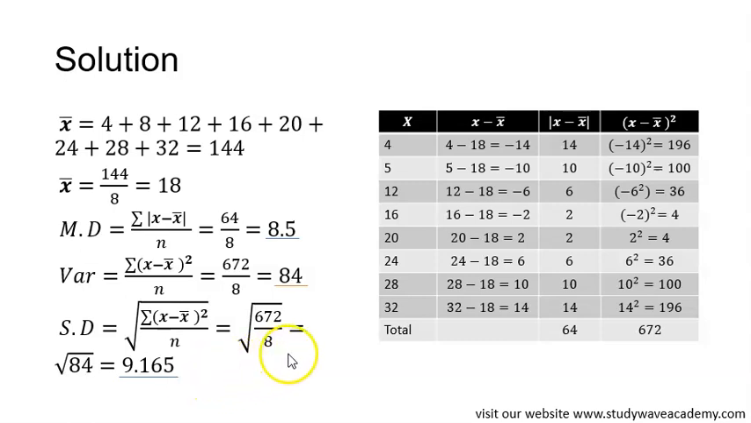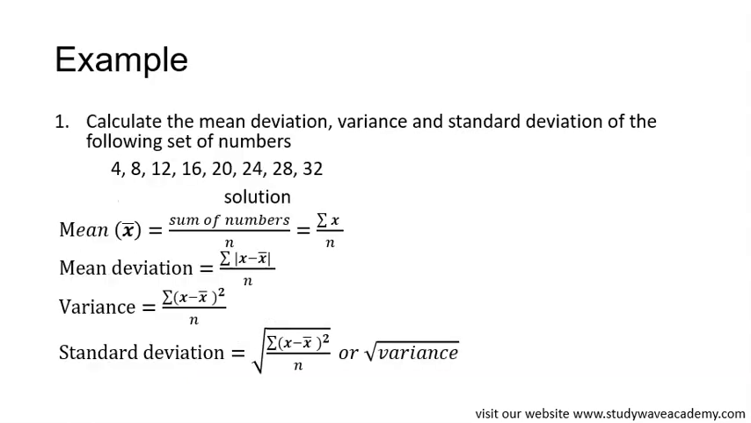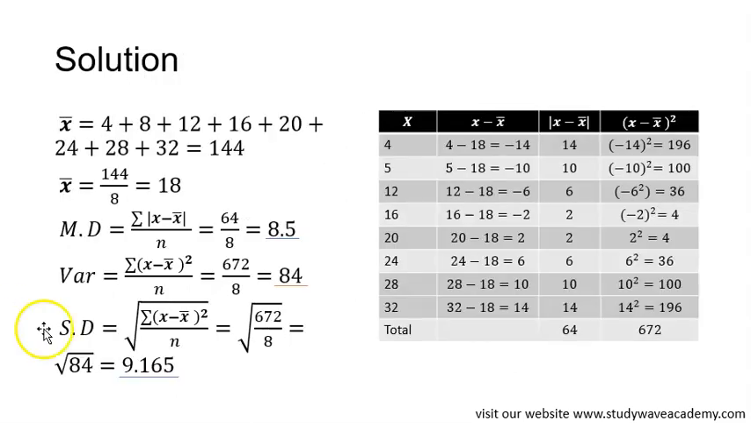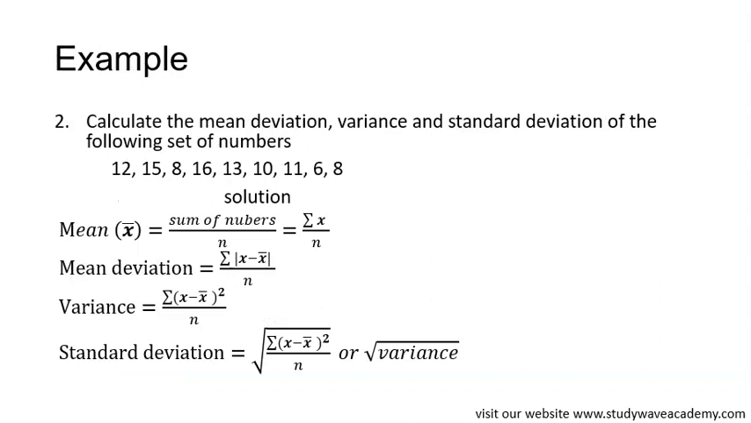Do you understand? So we have gotten our mean deviation, which is 8.5, and our variance, which is 84, then the standard deviation, 9.165, okay? We are to calculate the mean deviation, standard deviation, and variance, right? So we have gotten our answer. Did we understand this example? So let's look at another example to help us understand better.